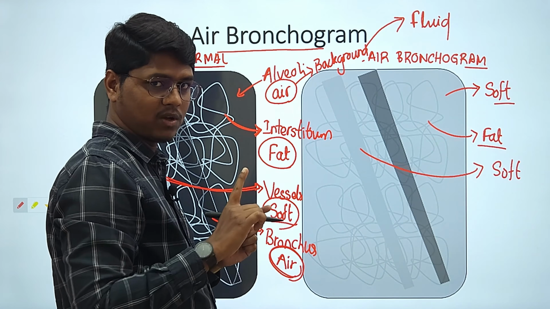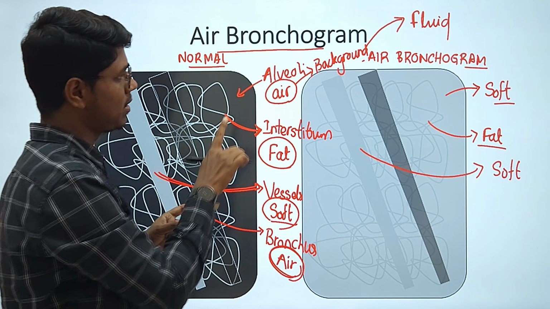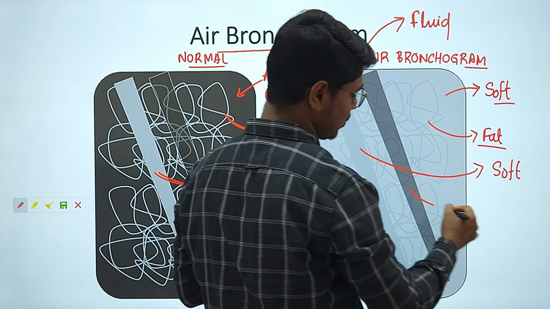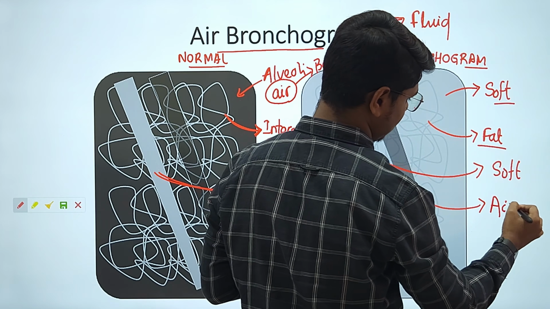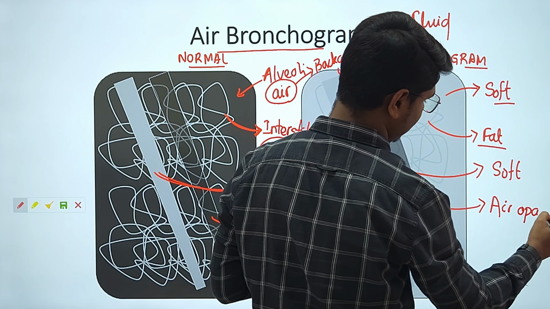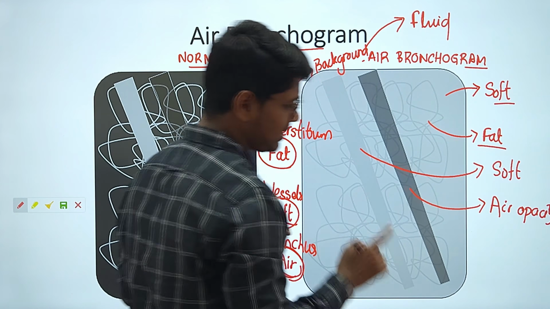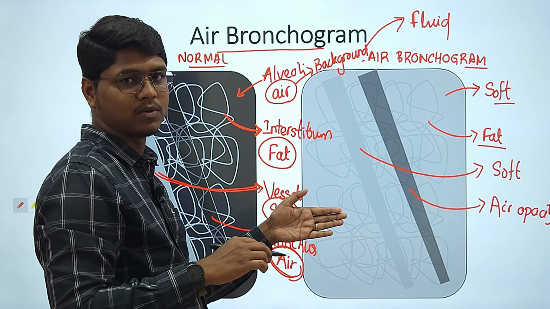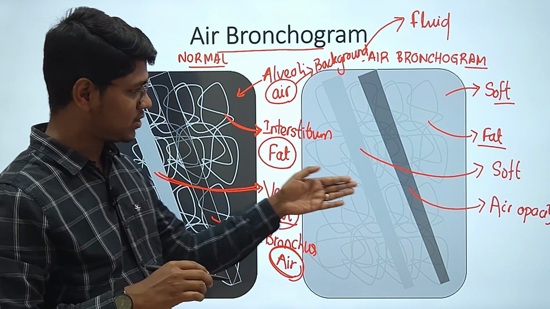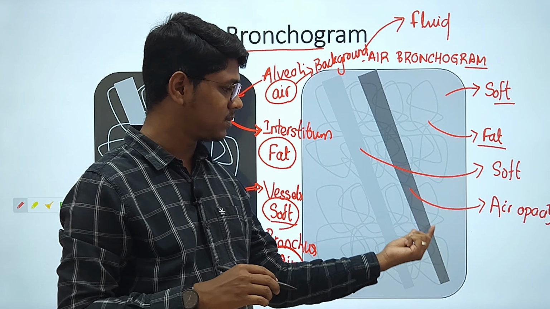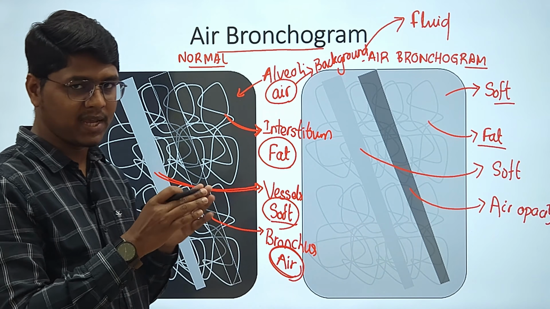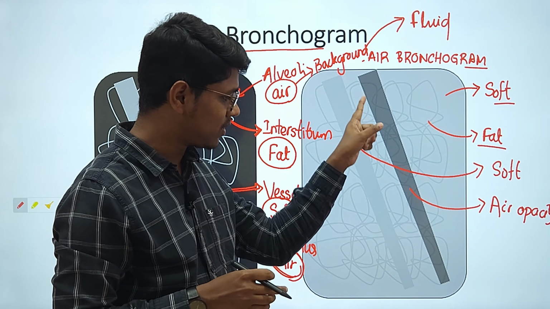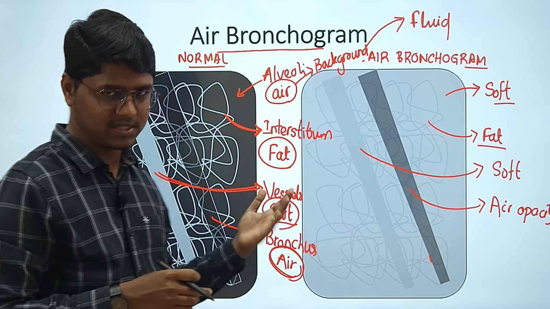But the bronchus is normal. Here in alveolar pattern, the alveolus is affected, the bronchus is normal. So this bronchus will contain air opacity, and this particular air opacity will be visible under a soft tissue background. This soft tissue opacity will make the bronchus visible, which contains air. This is air opacity, so it is known as air bronchogram. We will see the radiographs.